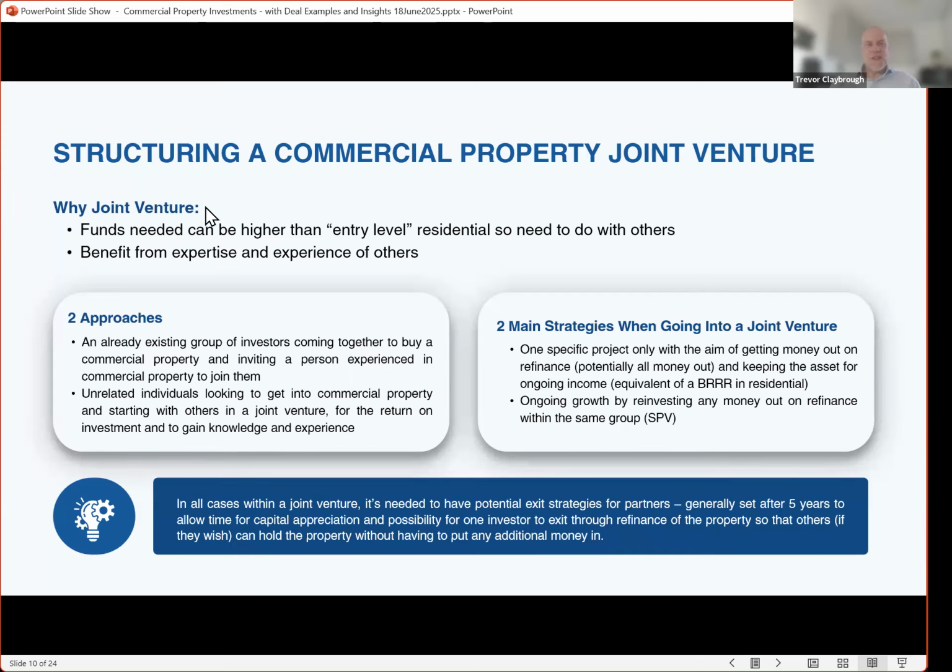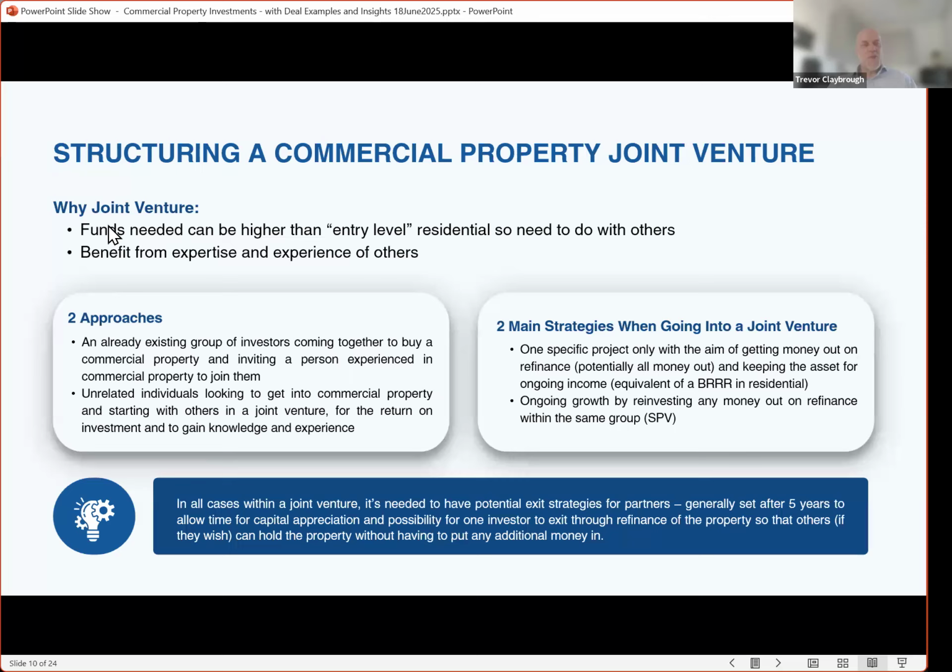So why joint venture? A couple of reasons. Funds needed can be higher than entry-level residential. So typically we're talking about 600,000 up to a few million. So it can be useful to pool with other people to be able to get into a larger project and get it over the line.